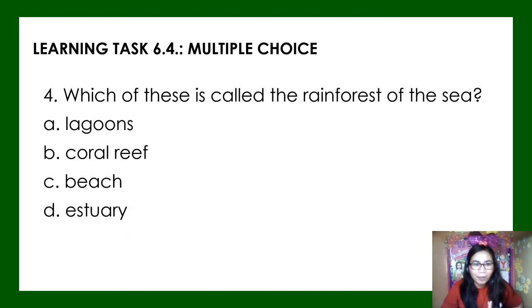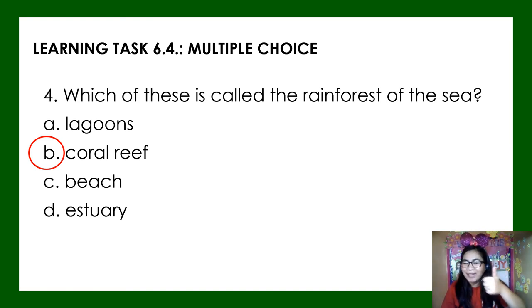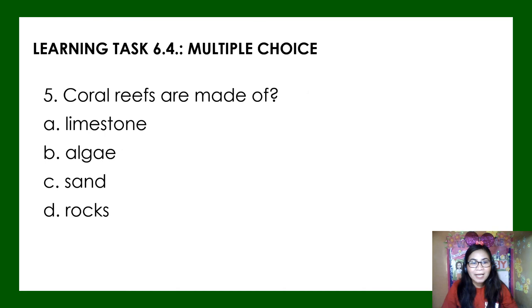Okay, next, number four. Which of these is called the rainforest of the sea? Is it A, lagoons? B, coral reef? C, beach? Or D, estuary? Your answer is letter B. Wow, correct. Great job. And last, coral reefs are made of A, limestone, B, algae, C, sand, or D, rocks. Limestone is correct. Wow, what is your score? Perfect. That's really awesome. Wow, good job.